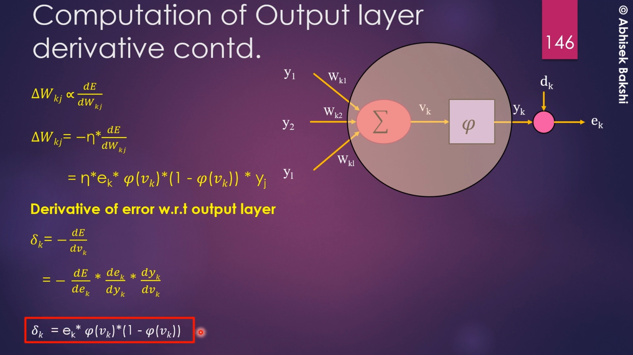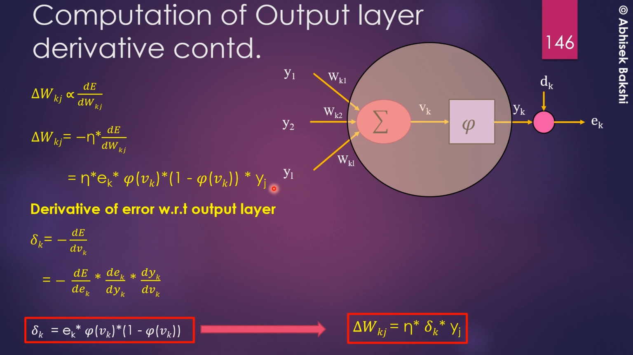Where this delta k will be useful, we will see very soon. Anyway, what I am doing here is trying to make this equation simple, because delta wkj was a bit complex here: eta into ek into sigmoid of vk into 1 minus sigmoid of vk into yj, lot of things.